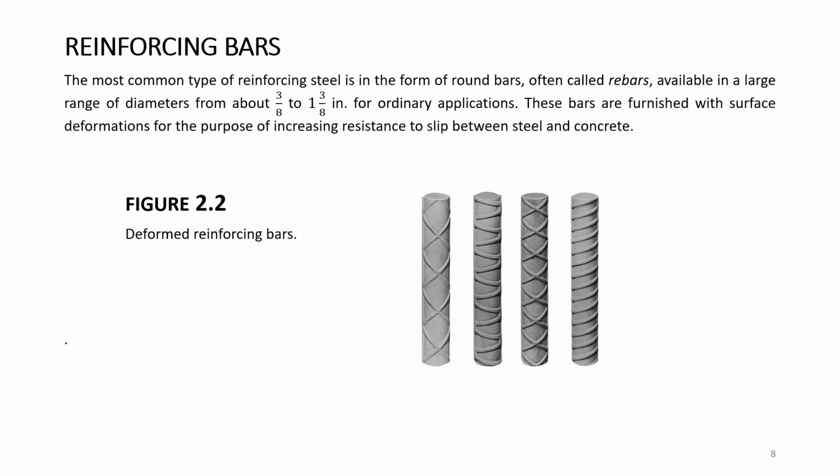About reinforcing bars, there are several sizes available in the market. 3/8 inch to 1 3/8 inch is for normal buildings and normal structures. These are the sizes available in the market, and nowadays the reinforcing bars are deformed. In the figure, the separate types of deformations are shown, and you can see in the market also that there are different deformations for steel.